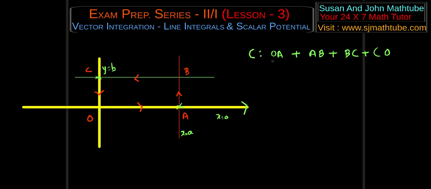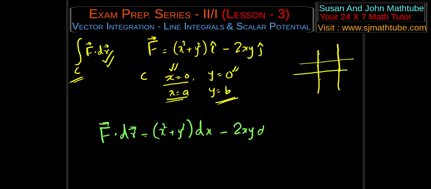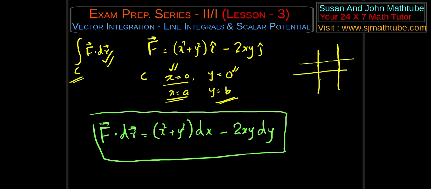Now let's analyze one by one. And remember, you're going to integrate 4 times. Before we start, let's find F dot dr. We have F dot dr equal to (x squared plus y squared) dx minus 2xy dy. Let's put it in a box, because we have to use this again and again, 4 times.